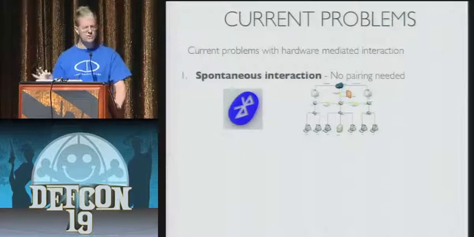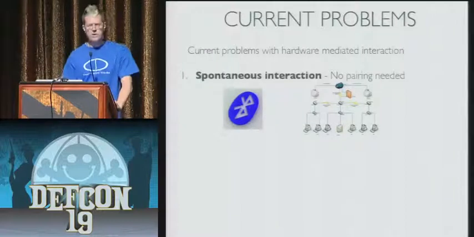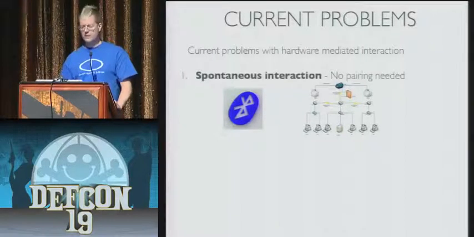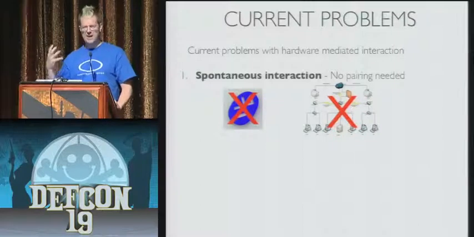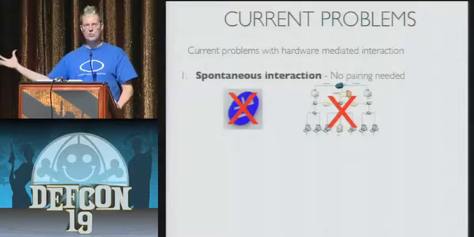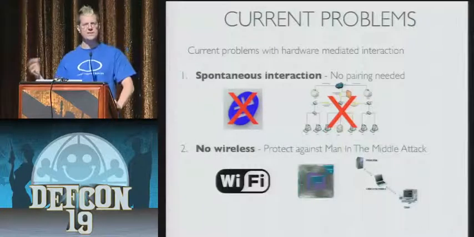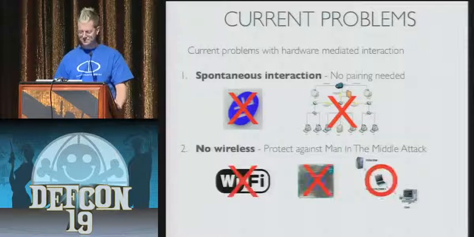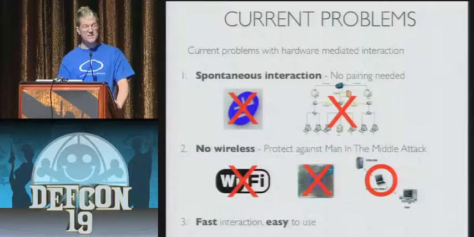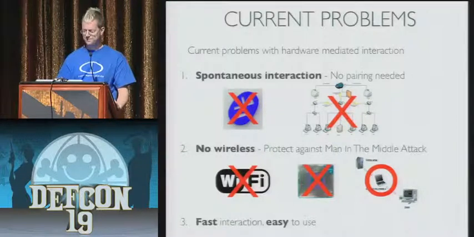But there are still some constraints on this. We don't know in advance what terminals we're going to use. So we can't prepare. You can't pair your phone in advance to every terminal you might possibly want to use in the future. And we don't want to use something that radiates information in all directions and has the risk of a man-in-the-middle attack. And finally, it's got to be fast and easy, or people won't use it, and it's got to be cheap, or manufacturers won't use it.